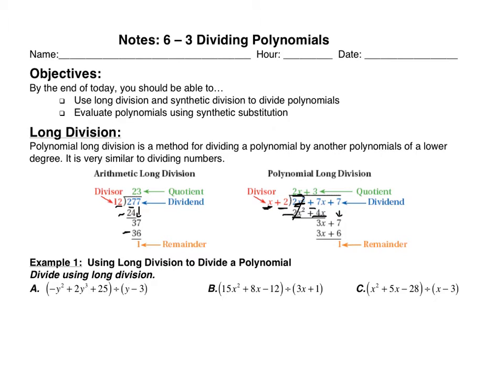And then I say, okay, how many times does x go into my 3x? I need 3 times, so 3. So 3 times x is 3x, and 3 times 2 is 6. And then I'm going to subtract, so I change the signs, and 3x minus 3x is 0, and 7 minus 6 is 1, and this is my remainder. We're going to do something very similar right here.